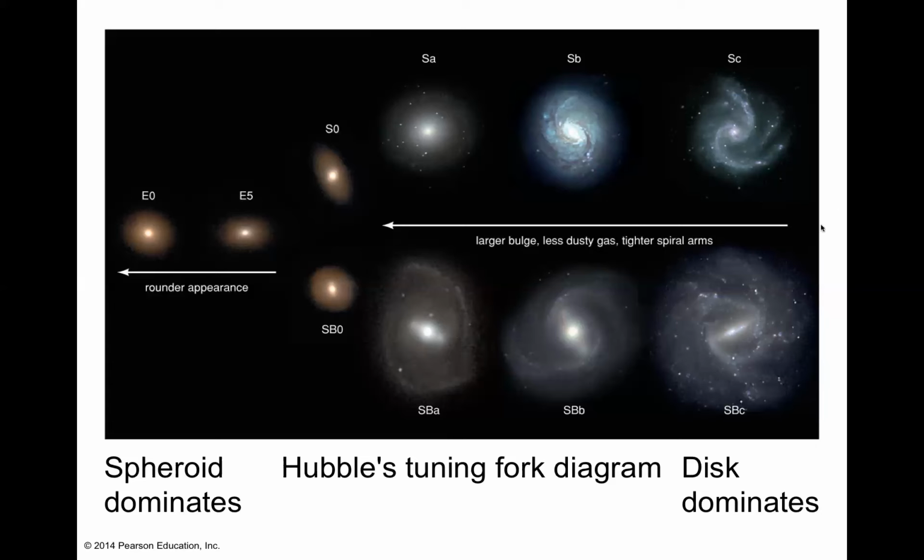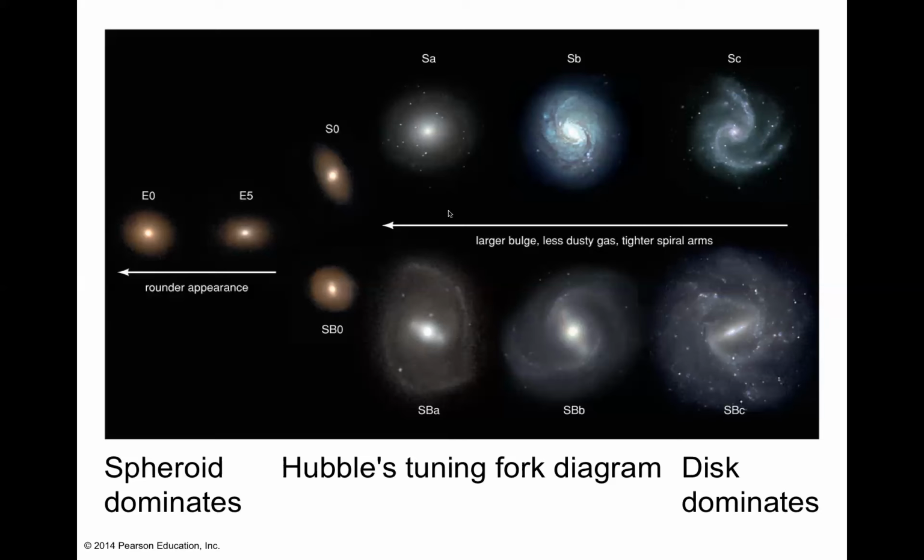If you were to put the irregulars on the diagram, they would just sort of be off here to the right on their own, doing their own thing. Now, when Hubble put this together, you can see why it's a tuning fork, right? You've got the handle of the tuning fork here, and then the two prongs of the fork come across as the two branches for the barred and non-barred spiral galaxies.